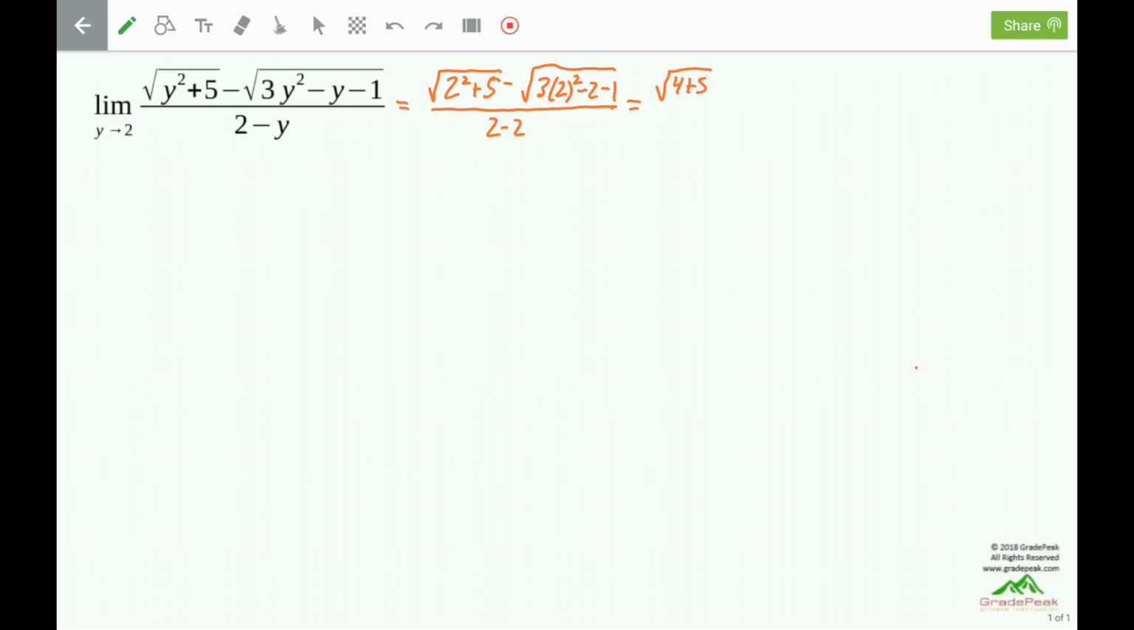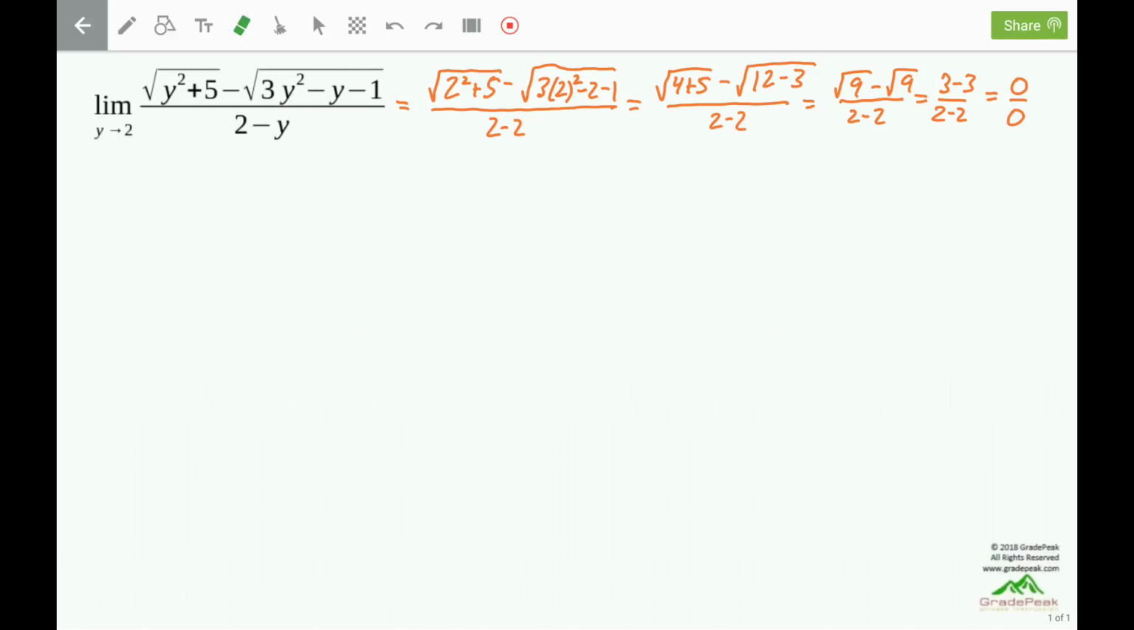We'll have the square root of 2 squared, which is 4, plus 5, minus the square root of 2 squared is 4 times 3 is 12, minus 2 minus 1 is minus 3, all over 2 minus 2. So we have the square root of 4 plus 5, which is 9, minus the square root of 12 minus 3, which is 9, divided by 2 minus 2. The square root of 9 is a 3, minus the square root of 9, another 3. 3 minus 3, which is 0, over 2 minus 2, which is also 0.